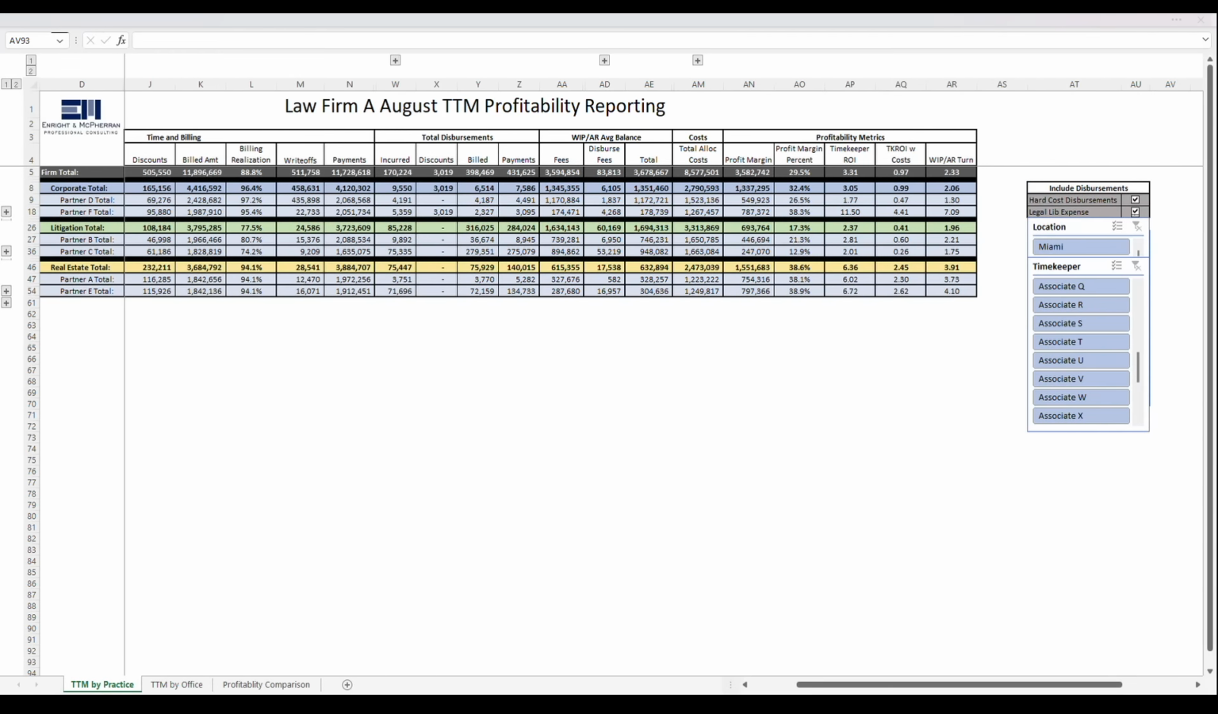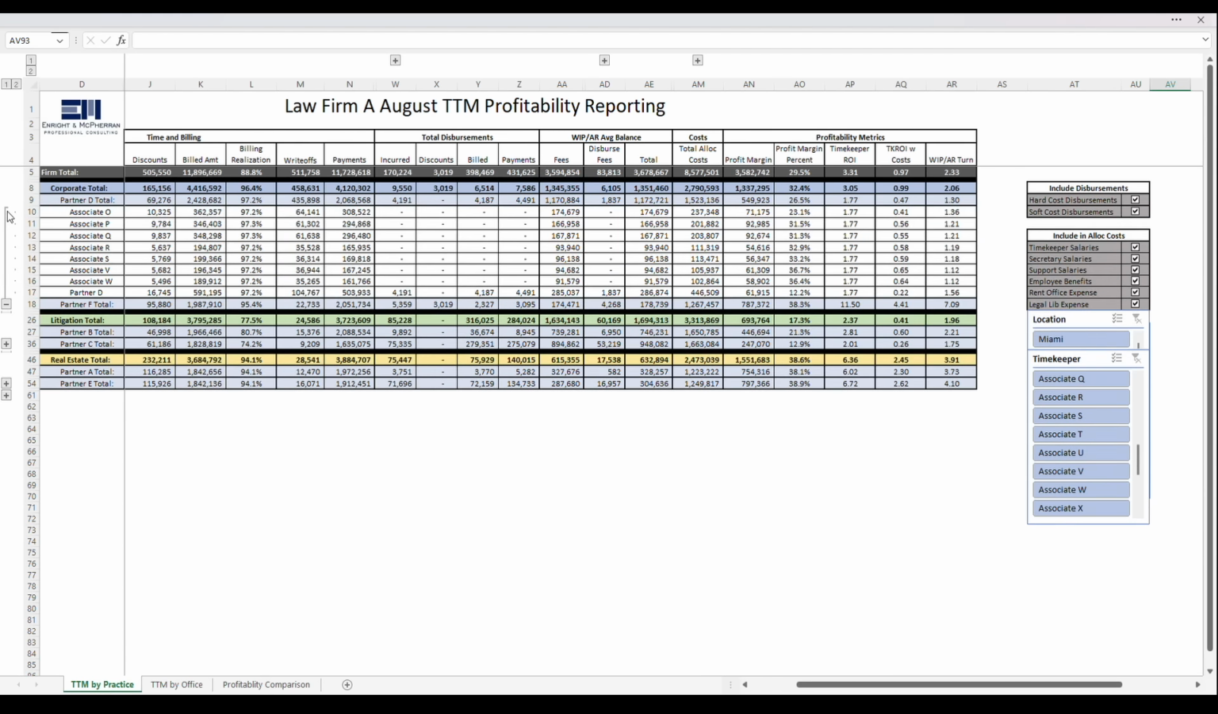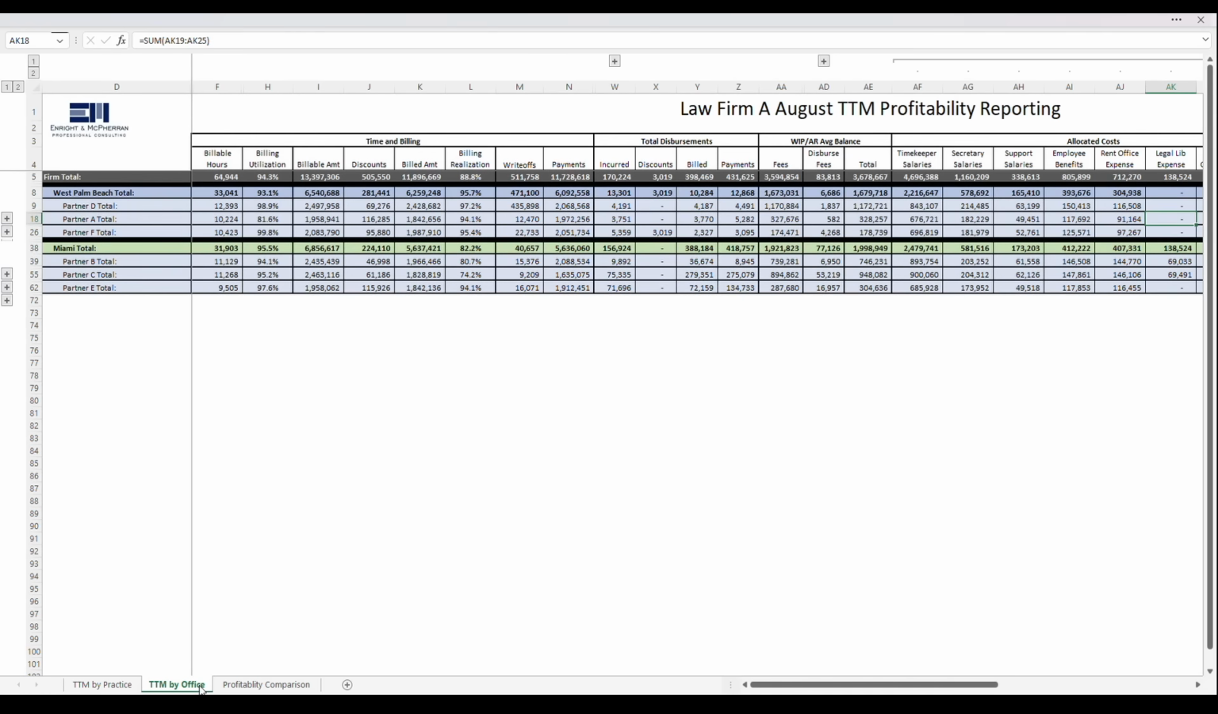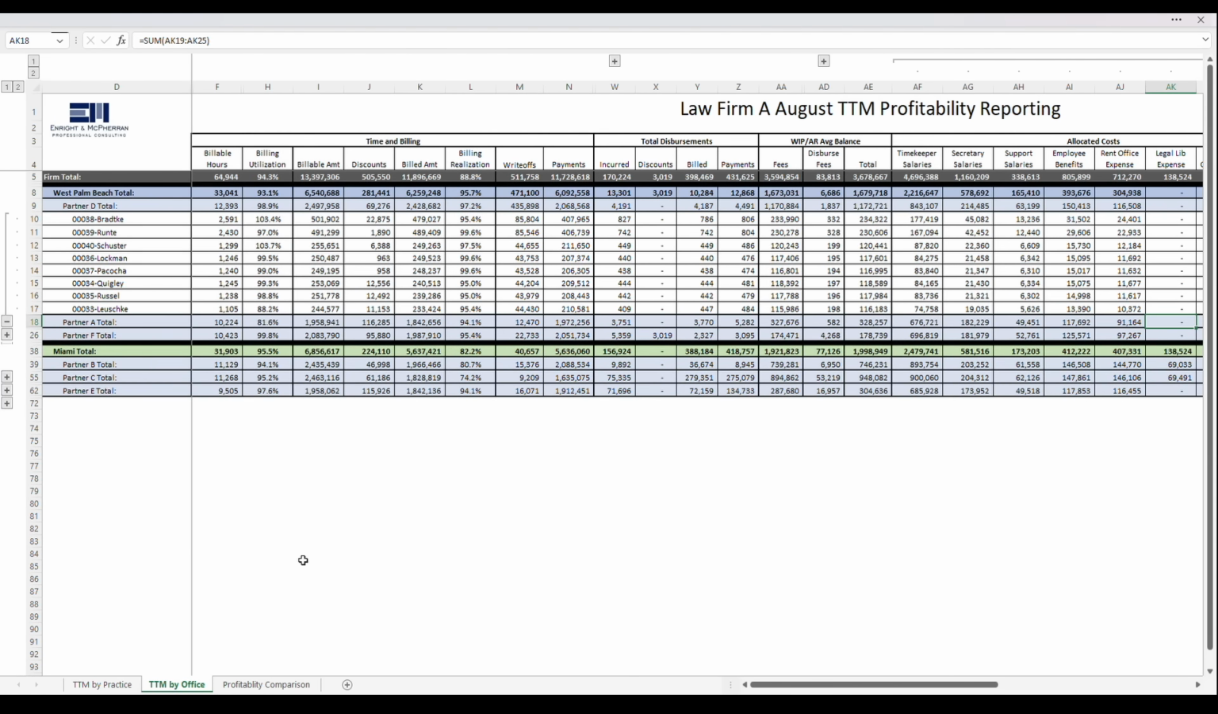We can set up any number of views in whatever format makes sense for your firm. In our sample model, we created 3 basic views. The first view breaks the information down by practice area, billing attorney, and associate. The second is by office, billing attorney, and by client.